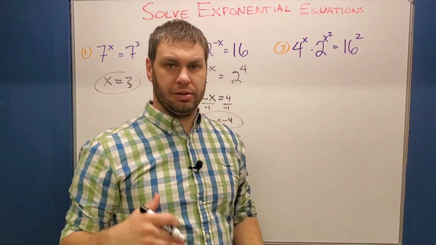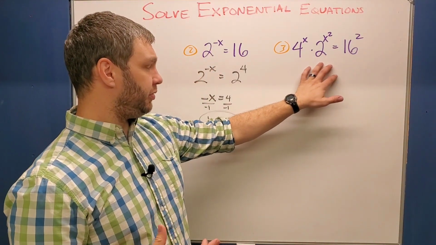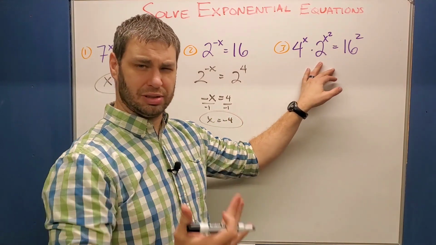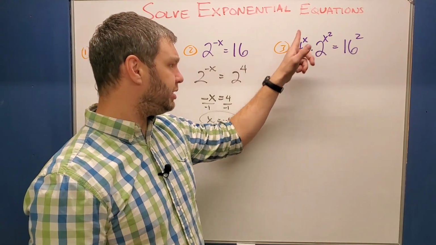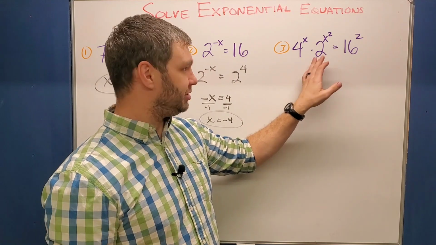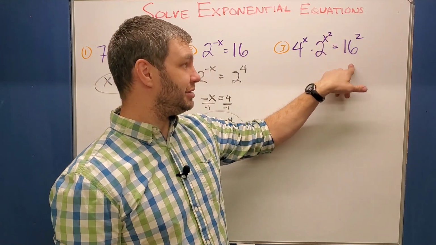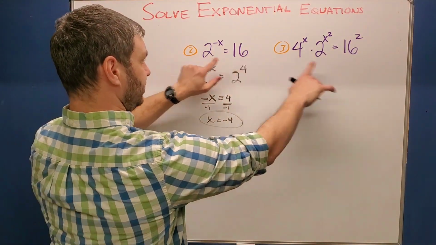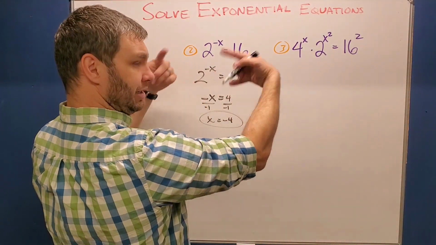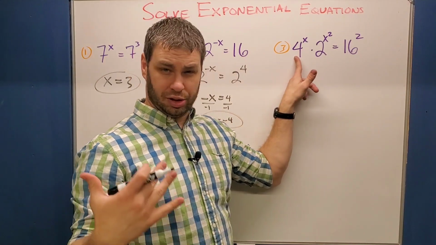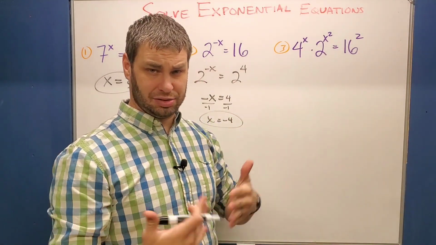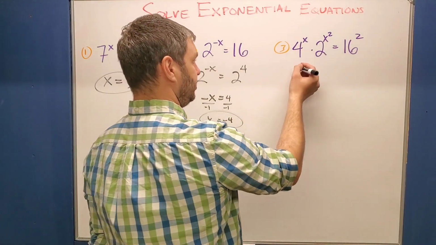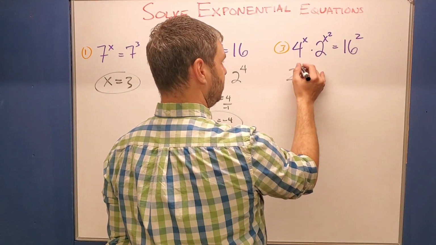One more here in this first section, and then we're going to go to some harder ones. This one says 4 to the x times 2 to the x squared equals 16 squared. Well, we already did this last one. We got both the 2 and the 16 to be 2 raised to some power. Can I make 4 also 2 raised to some power? Well, yes, that's 2 squared.